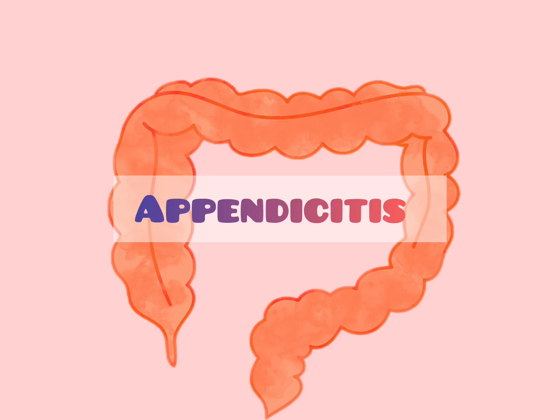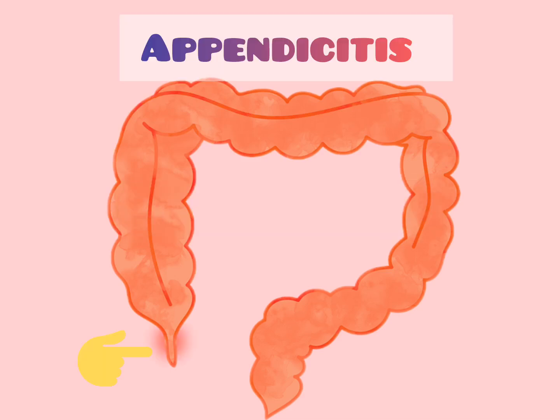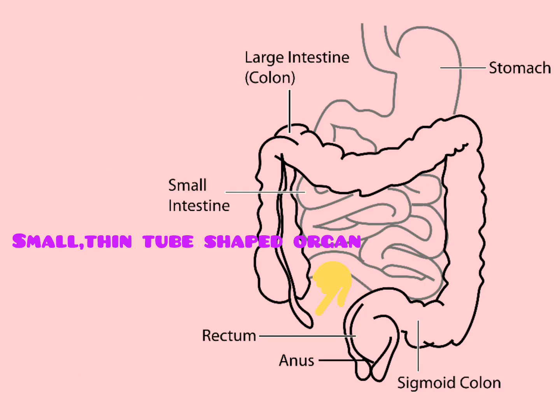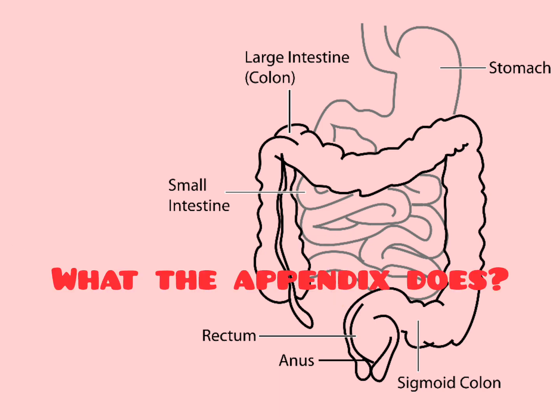Let's learn appendicitis today. It is an inflammation of the appendix. And what is the appendix? It is a small, thin, tube-shaped organ about 5 to 10 cm long, which is connected to the large intestine. Nobody knows exactly what the appendix does in our body, or the function of this organ.